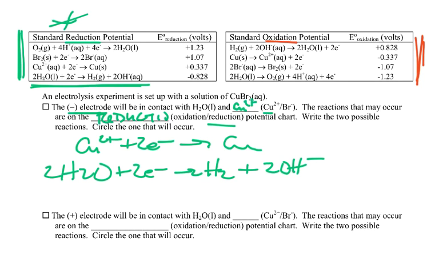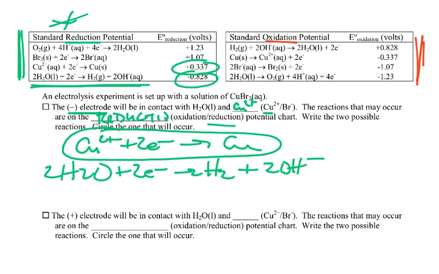Now, which of those is really going to happen? We have to look at their numbers. This is negative 0.828, and the copper is positive 0.337. So who's going to happen? The copper is going to happen. Whichever one has the larger reduction potential at the negative side, that's the one that's going to happen. Now with the positive side, you can see that different things are going to happen.